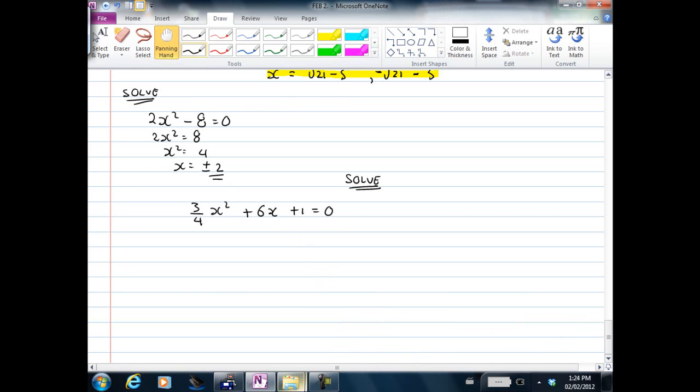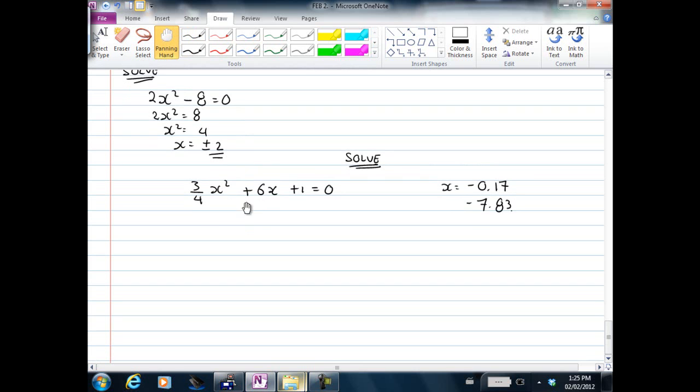So when I walked around, Jason says, Mr., my answer is x equals, Jason, what's the answer again? Negative 0.17. Negative 7.83. I don't know if this is correct yet, but this is what your friends are saying. First of all, I look at this and say, I can't work with this yet because it's in such a form.